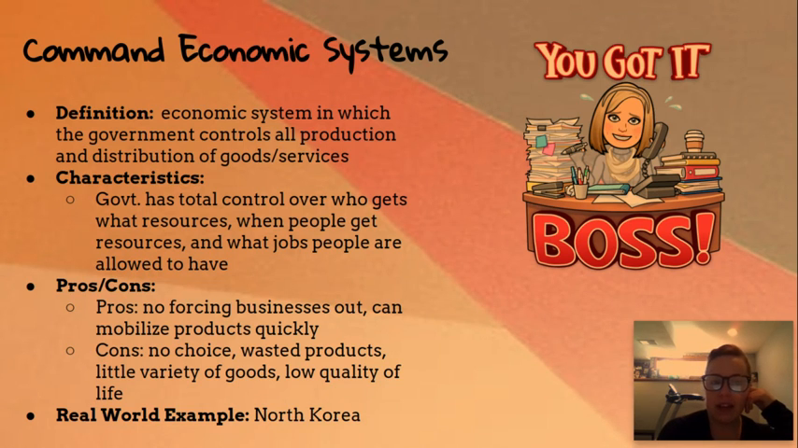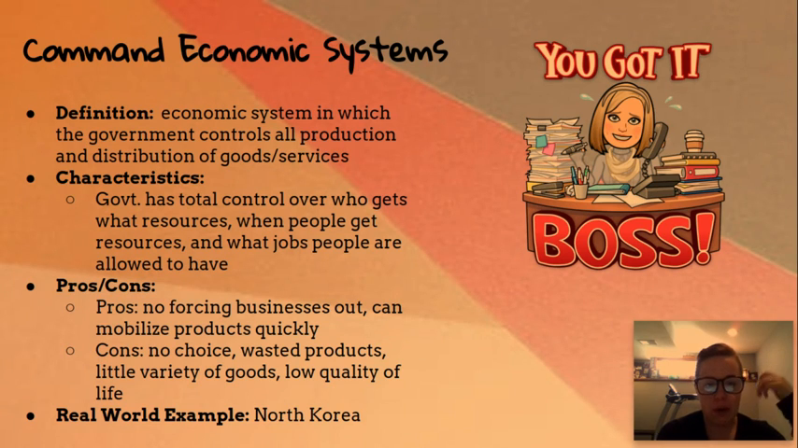So obviously the cons there: you don't have any choice. There are a lot of wasted products because it's not based on supply and demand. If it's something that the country says, oh yeah, people are going to need a lot of this, but people actually don't want it because it either doesn't work or doesn't fit their taste, there are a lot of wasted products that happen in command economies. There's not a lot of variety of goods because they're usually more isolated. So they aren't trading a lot with other countries, which tends to lead to a lower quality of life. Like here in America, we can buy almost anything because we have globalized trade.